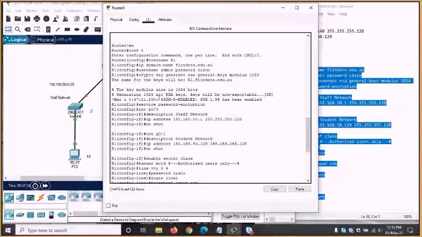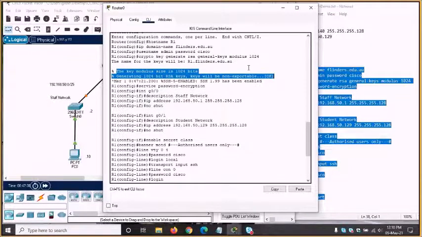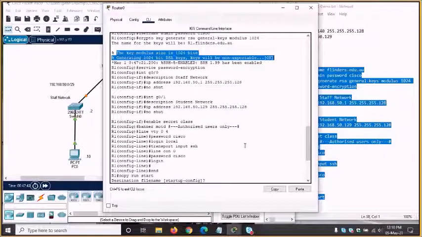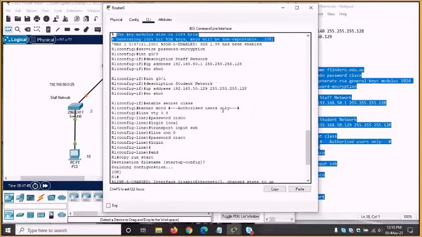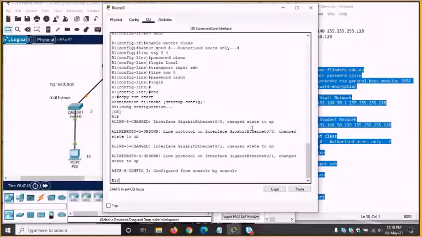Okay, so there's the crypto command. It actually specifies the FQDN and tells you about the modulus for the keys. And so SSH is enabled. And so away from here, the interfaces have all been configured. All the passwords and other such things have been configured as well. So that's working nicely.